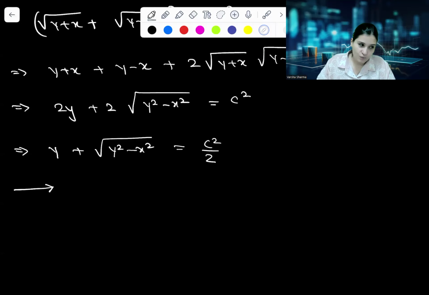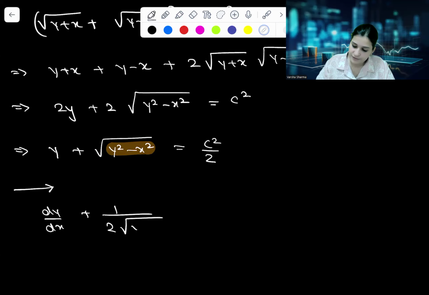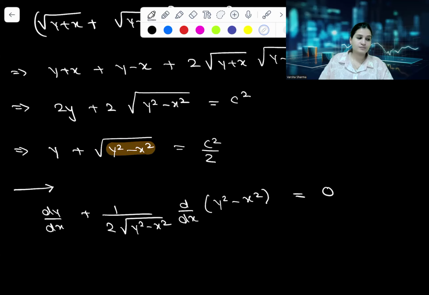Differentiating both sides, y becomes dy by dx. Now, this will be treated as root x, and the derivative of root x is 1 upon 2 root x, into the differentiation of y square minus x square. This will be 0.